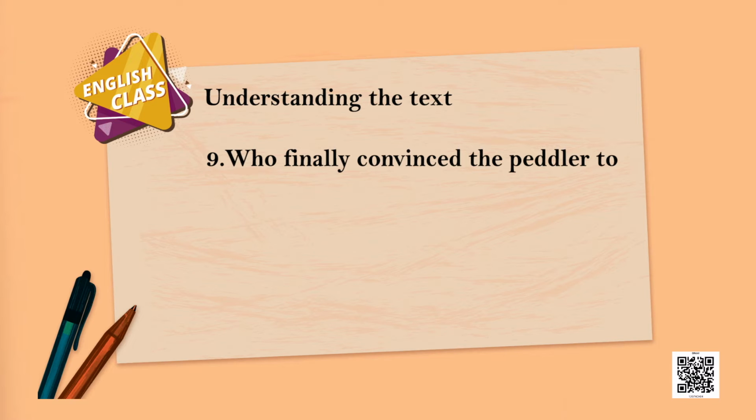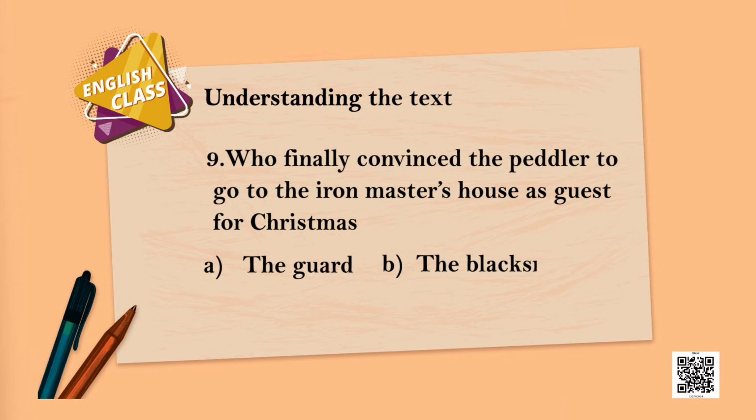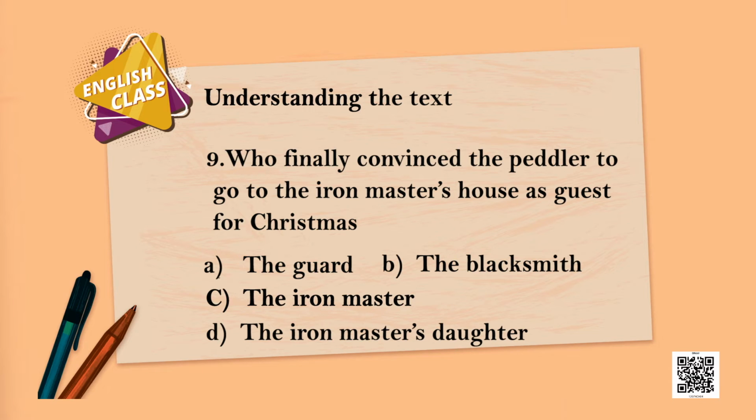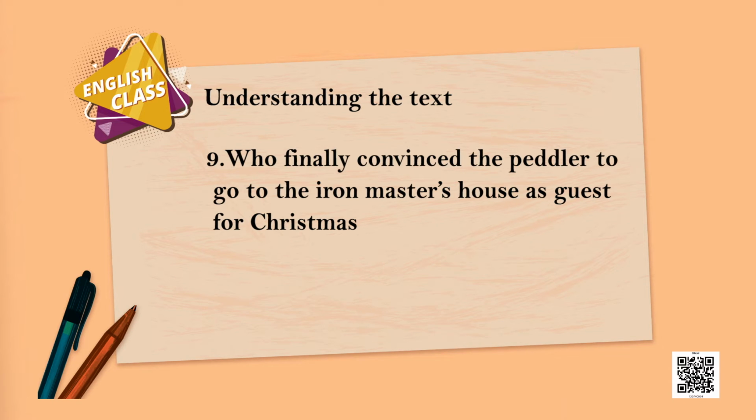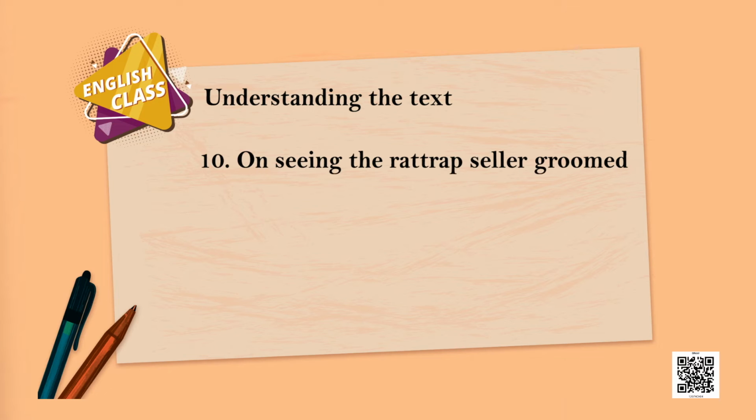Who finally convinced the peddler to go to the ironmaster's house as guest for Christmas? A. The guard. B. The blacksmith. C. The ironmaster. Or D. The ironmaster's daughter. Yes, my students, you are absolutely right. It was the ironmaster's daughter who finally convinced him to come to their home.